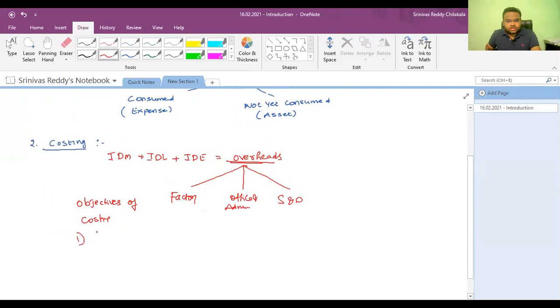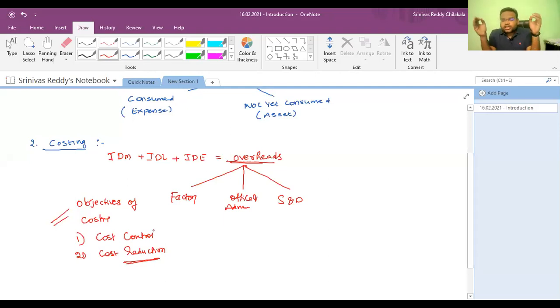Objectives of costing. First one is cost control. Second one is cost reduction. The details we'll discuss later. For the time being, understand what the objectives of costing are. Objectives of costing are cost control and cost reduction.